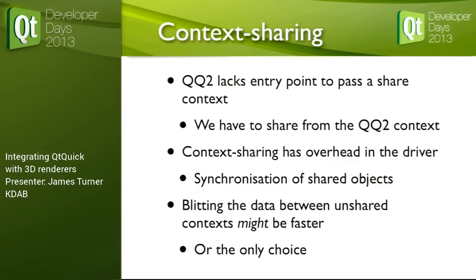It's not free. So it might actually be faster to have totally unrelated frame buffers and then simply do blitting of the data. Then there won't be any thread dependency and there won't be any context sharing, just two contexts. One does rendering, you blit the data out of an FBO into a texture, and you're good. And that might indeed be the only choice.